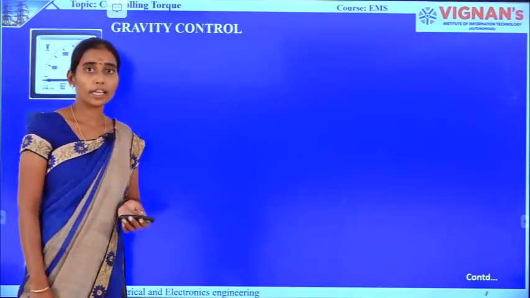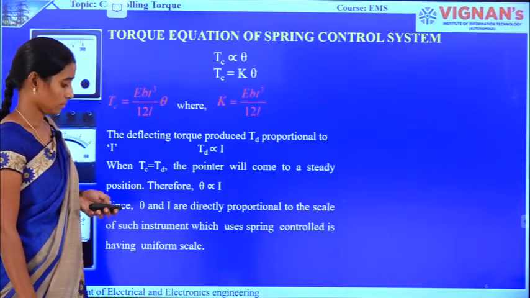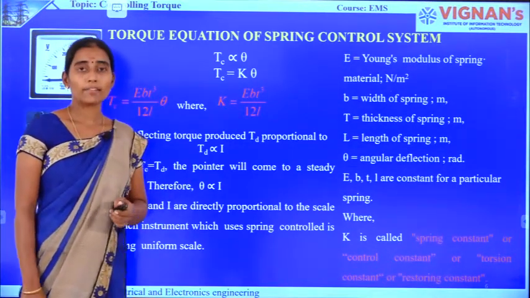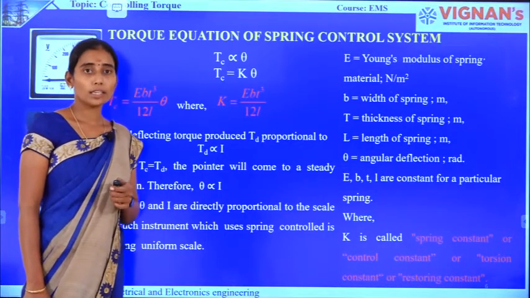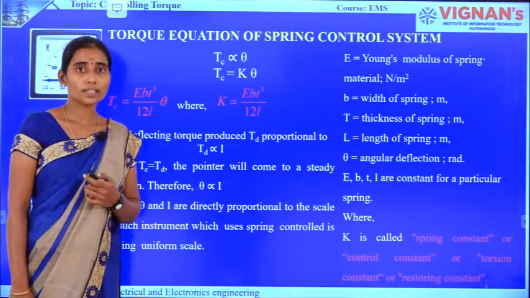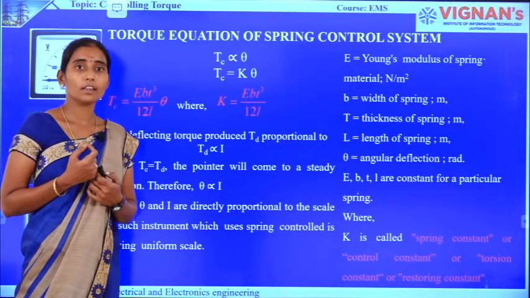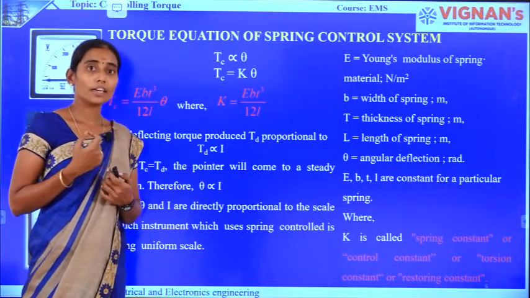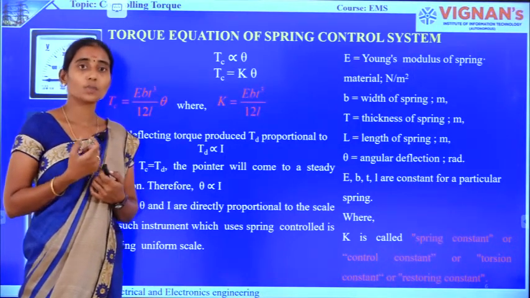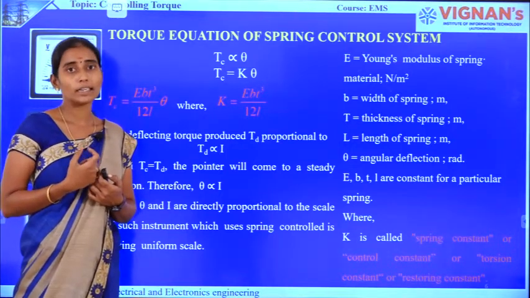And coming to the gravity control, before discussing the gravity control, the springs which we are using for the production of control torque need to possess some characteristics. Those are, the spring should be non-magnetic in nature. They should be made of material which is non-magnetic, such that it will not affect the magnetic field produced by the electromagnets which are used for the production of deflecting torque. So, the spring should be non-magnetic in nature.